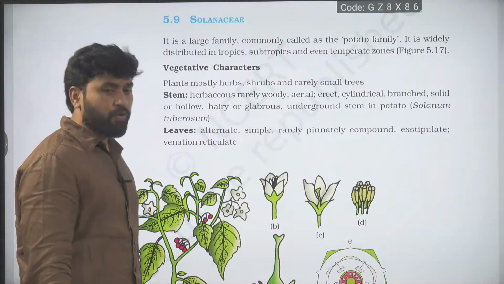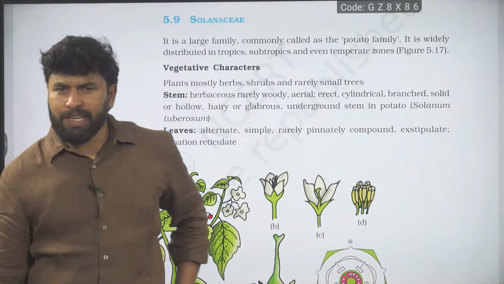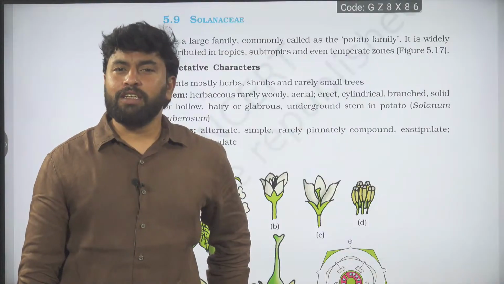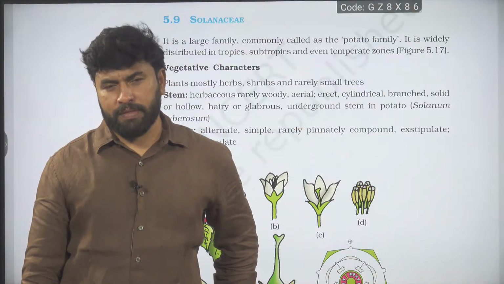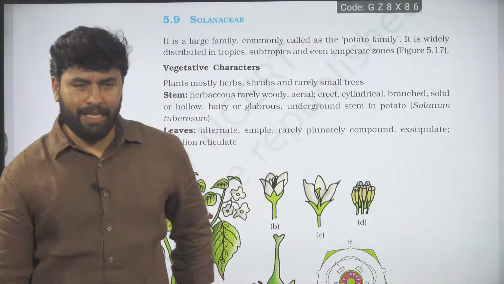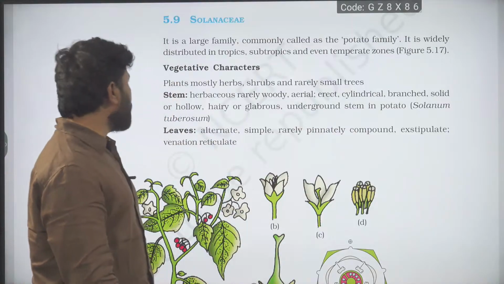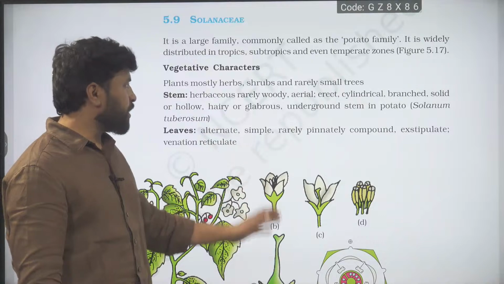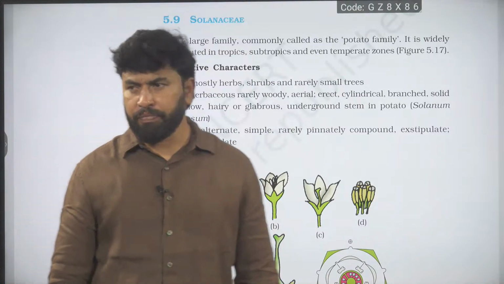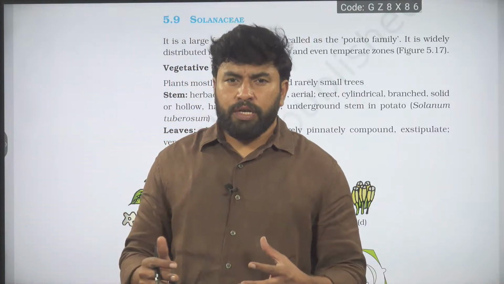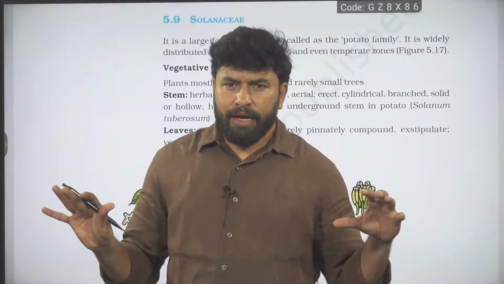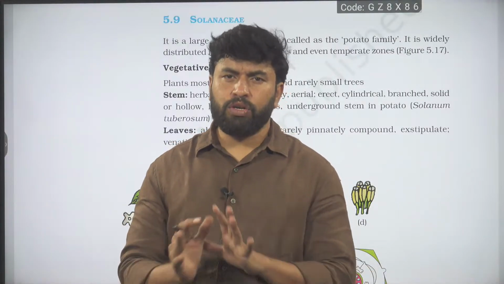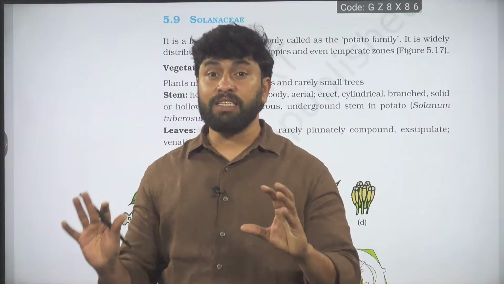Commonly called the potato family. Why is it the potato family? Because among the members of Solanaceae, potato is world famous. Most people eat it. Potato family. It is widely distributed in the tropics, hot climatic conditions, subtropics and the temperate zone. You can say it is distributed in almost all kinds of climatic zones. In all zones these plants are able to grow.